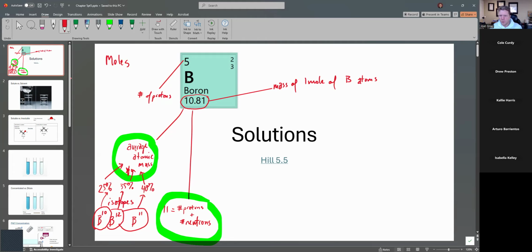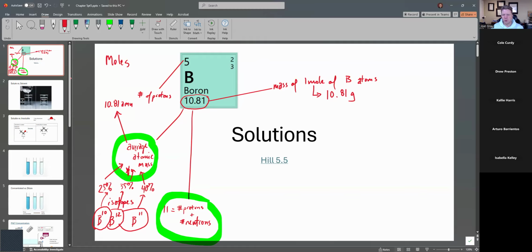Now, when we talk about the mass of 1 mole, we're going to say this is 10.81 grams. Whereas over here, when we're talking about mass and average mass, the units that we would use would be 10.81 AMU. The number does not change, but the unit does.